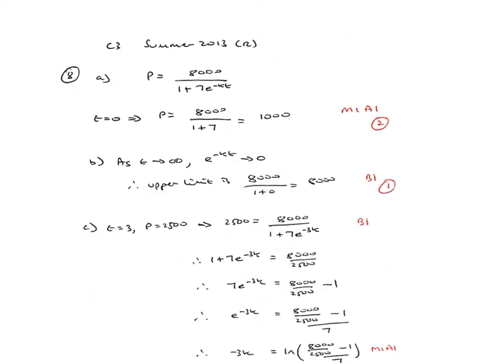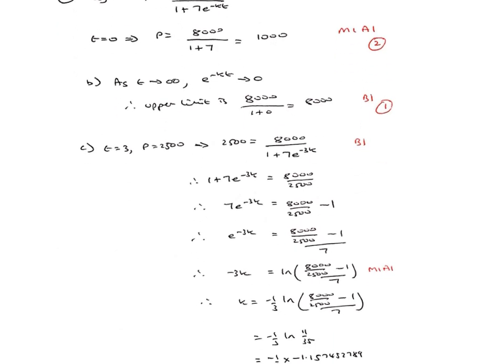Now for question 8. In question 8 we want to find the population when t is 0 at the start of the study. So put t is 0 into this expression, you get 1000. Part B, the expected upper limit. So as t goes on and on, as t gets bigger and bigger, what happens to this value? Well, as t approaches infinity, e to the minus kt approaches 0. 1 over a very, very large number is 0. So I can replace 7 times 0 by 0. So it's 8000 over 1 plus 0, that's 8000.